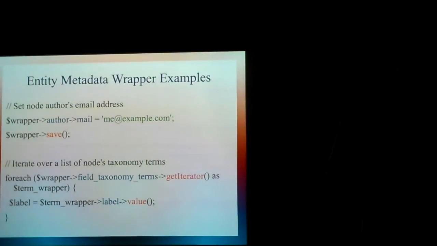And here's a little more complex example. It supports iterators. So if I've got a node that has a field called field taxonomy terms, I can actually do a for each on that using this get iterator function. And then term wrapper here is actually a wrapper of the taxonomy term referenced by the node, or each taxonomy term referenced by the node. So going through this for loop, I have access to the taxonomy term, from which I can get the taxonomy term's label and say, I want that value. So really powerful. It traverses that metadata that we said before is automatically generated from hook schema. It allows you to do a lot of things in code a lot more cleanly and in a way that's a lot less error-prone than before.